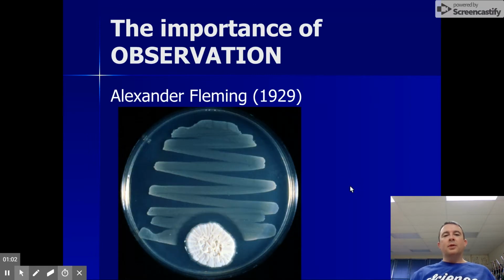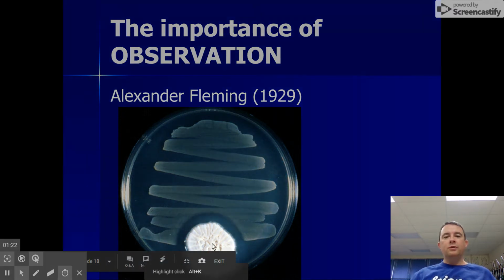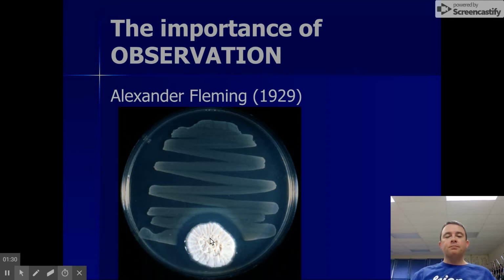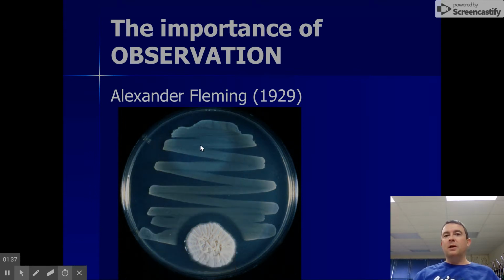And so a good example of that, one of my favorite examples, one of the greatest medical discoveries in the 20th century, happened in 1929. A microbiologist by the name of Alexander Fleming accidentally introduced some mold onto the Petri dishes that he was working with. You see this white substance down here is a type of mold. And what he was trying to do was to grow bacteria. And you can see this sort of zigzag pattern that you see on the Petri dish is bacteria.